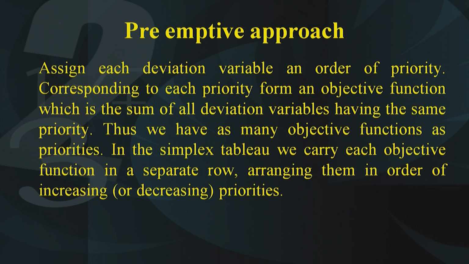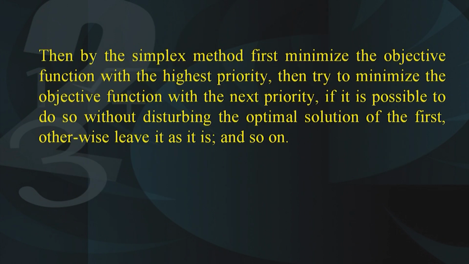In the simplex calculations, we carry out each objective function in a separate row and arrange them in order of their increasing or decreasing priorities. So, the same calculations can be rearranged in the simplex calculation corresponding to each of the objective functions. Then, by the simplex method, first minimize the objective function with the highest priority, then try to minimize the objective function with the next priority, if it is possible to do so without disturbing the optimal solution of the problem. Otherwise, leave it as it is and move on to the next objective function.